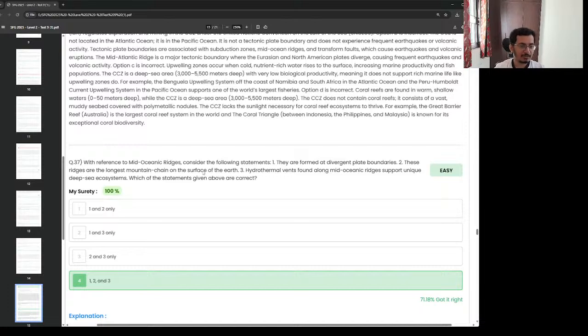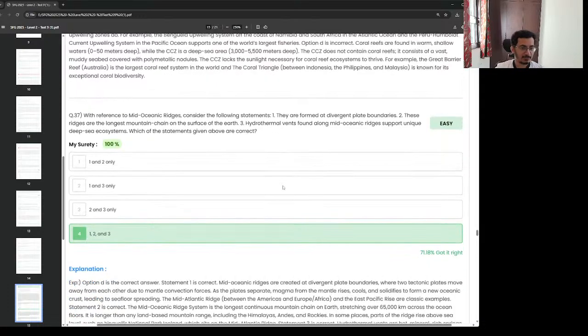Then comes mid-ocean ridges. Yeah, this is definitely an easy question. They form at divergent plate boundaries, yes, because they have the longest mountain chains on the surface of Earth. That is correct. Almost 60,000 kilometers, far longer than even the Andes mountains, which is the longest chain on the surface. Then hydrothermal vents found along mid-ocean ridges support unique deep sea ecosystems. Okay, which of the following statements are correct?